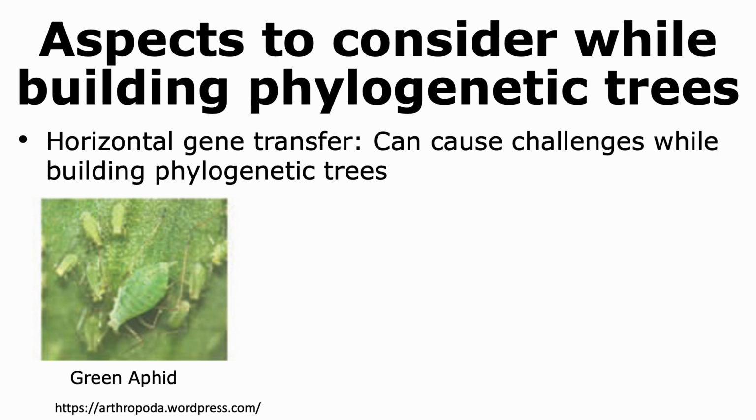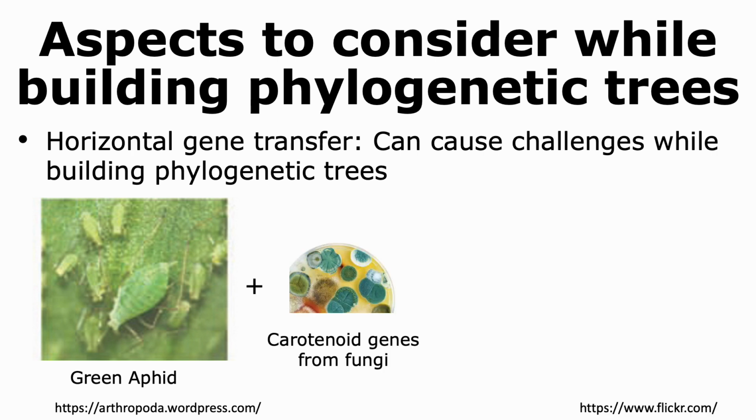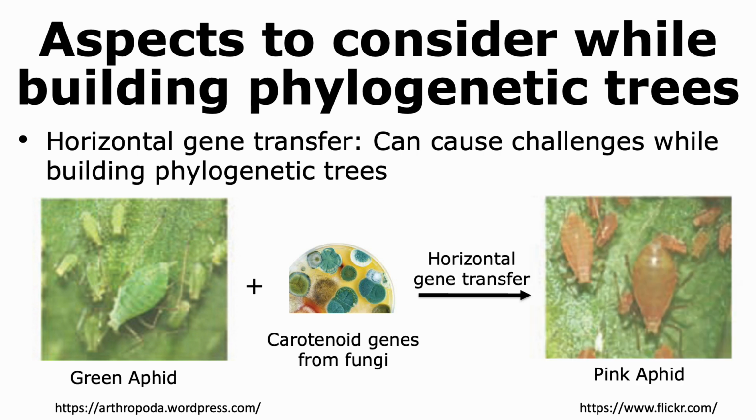Horizontal gene transfers can cause changes in phenotypes. For example, pea aphids are usually green in color. However, some of them obtained genes from fungi that code for carotenoid molecules, and such aphids now have a pink color. If we use the color of the aphid as a character, then we would consider the green and the pink colored aphids as two different species, which is not the case. And thus, horizontal gene transfer can sometimes cause challenges while building phylogenetic trees.